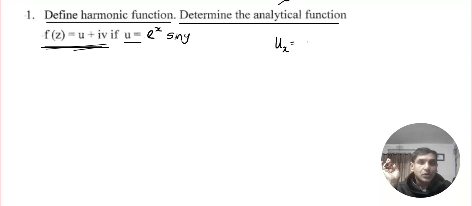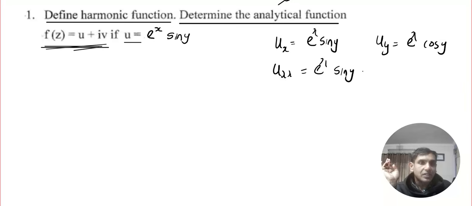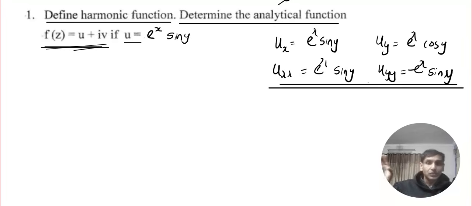So ux equals e power x sin y, uy equals e power x cos y, uxx means that will be e power x sin y, uyy will be e power x into minus sin y, and can you see the sum of them will be 0. So easy. Now comes the second part. Find the harmonic conjugate or find the function.